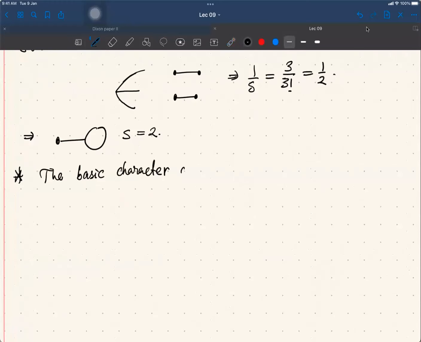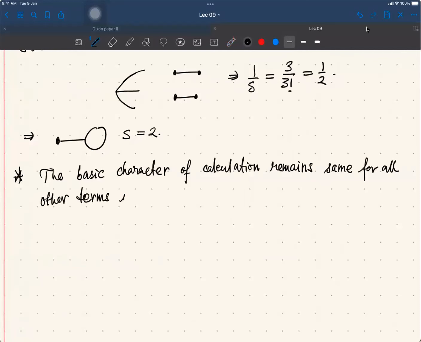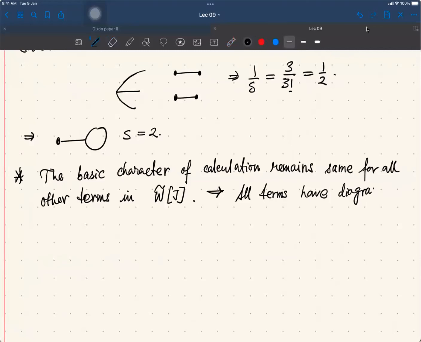Just from the nature of this calculation, we conclude that the basic character of calculation remains the same for all other terms in W tilde J. This establishes that all terms have diagrammatic representation, where these are topological diagrams.